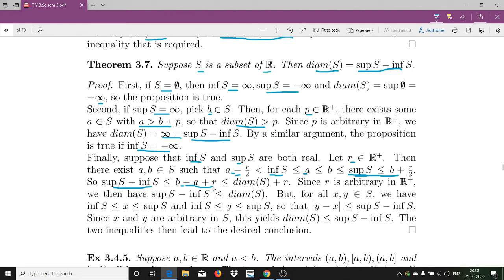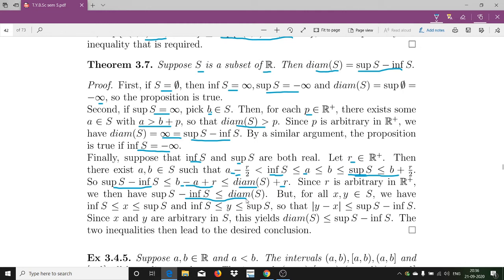But b minus a is the distance between a and b. So the distance between a and b will be less than or equal to the supremum of all the distances between the points of S. Therefore, I can say b minus a is less than or equal to the diameter of S. So the whole quantity b minus a plus r is less than or equal to the diameter of S plus r. So you have the supremum of S minus the infimum of S is less than or equal to the diameter of S plus r. But r was any arbitrary positive real number. So you can say that the supremum of S minus the infimum of S is less than or equal to the diameter of S, because r was arbitrary, so you can make it as small as you want.